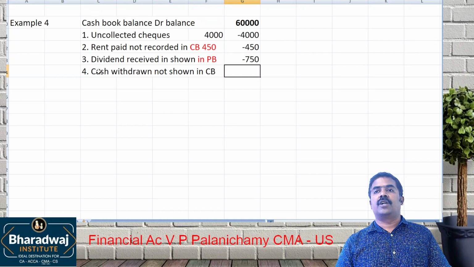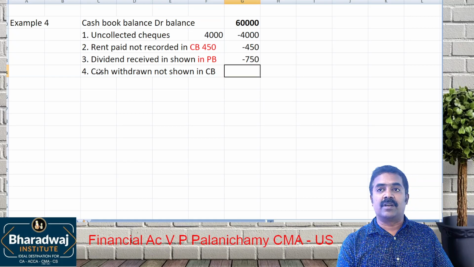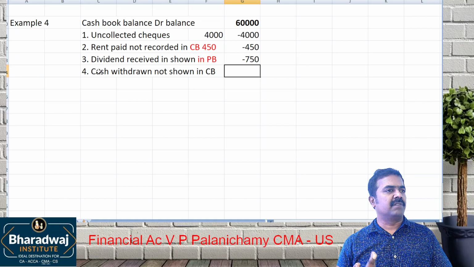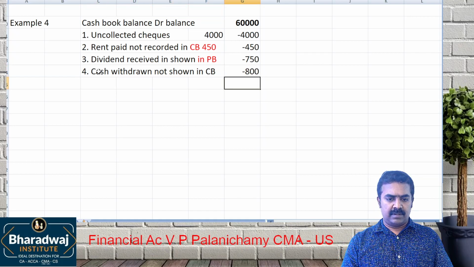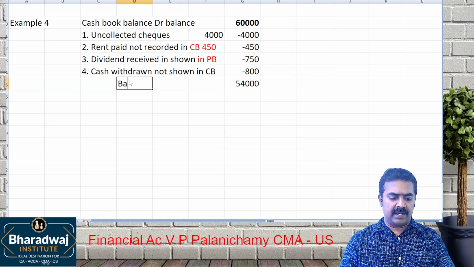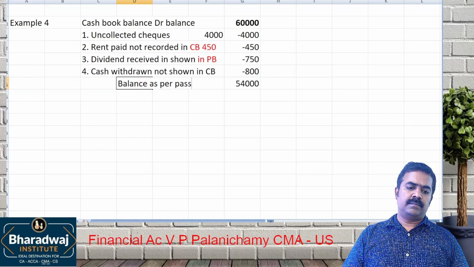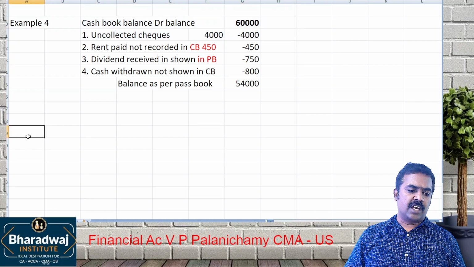Cash withdrawn, not shown in the cash book. When cash is withdrawn, what will the bank do? They would have reduced it, but we have not reduced it, so what to do? Minus. So this will give us which one? Balance as per passbook.